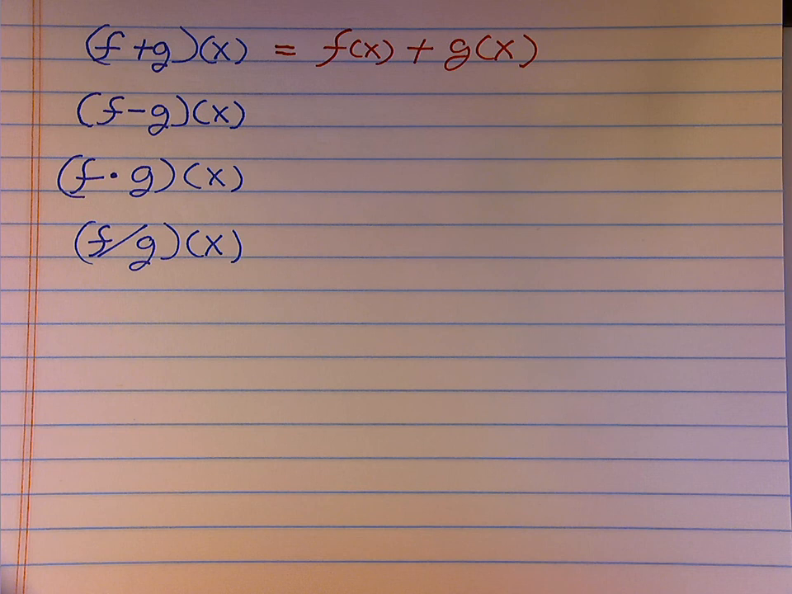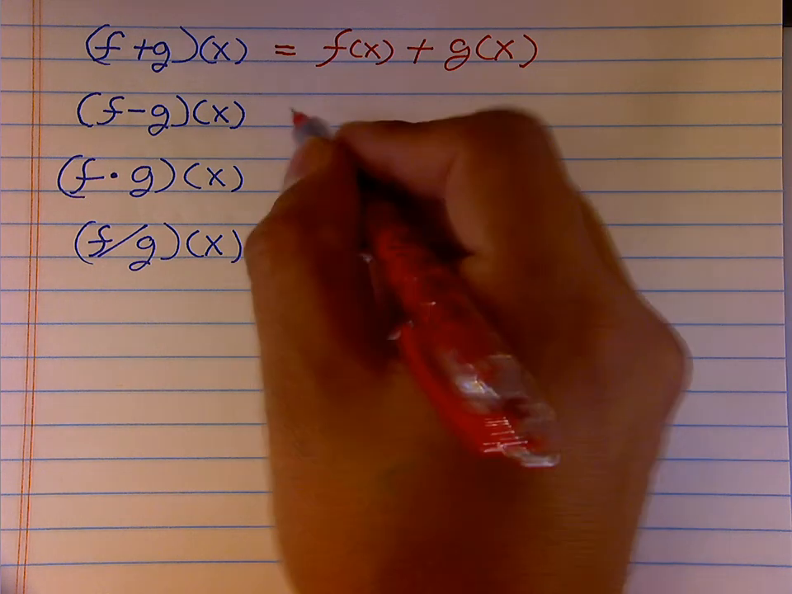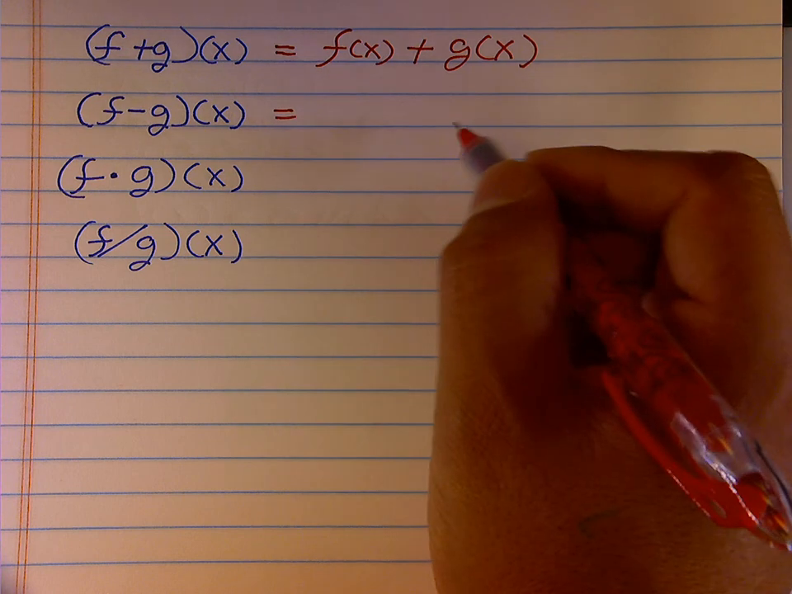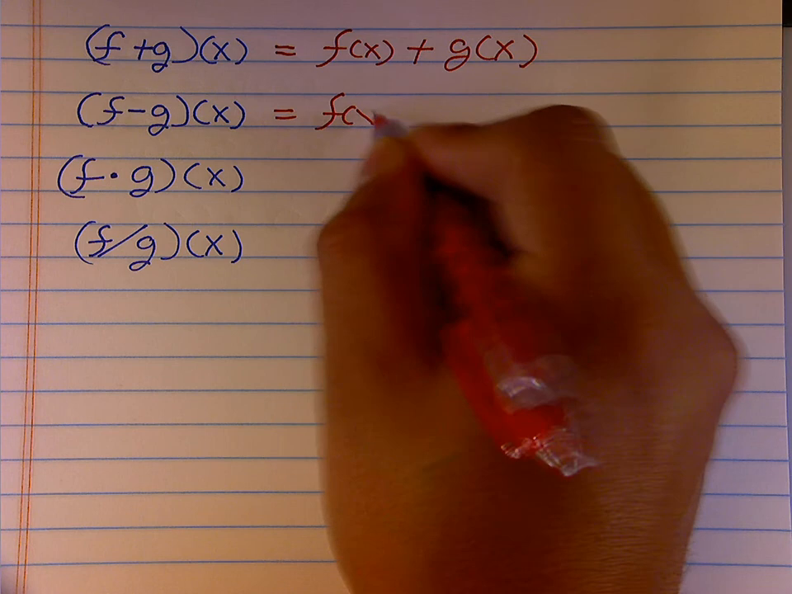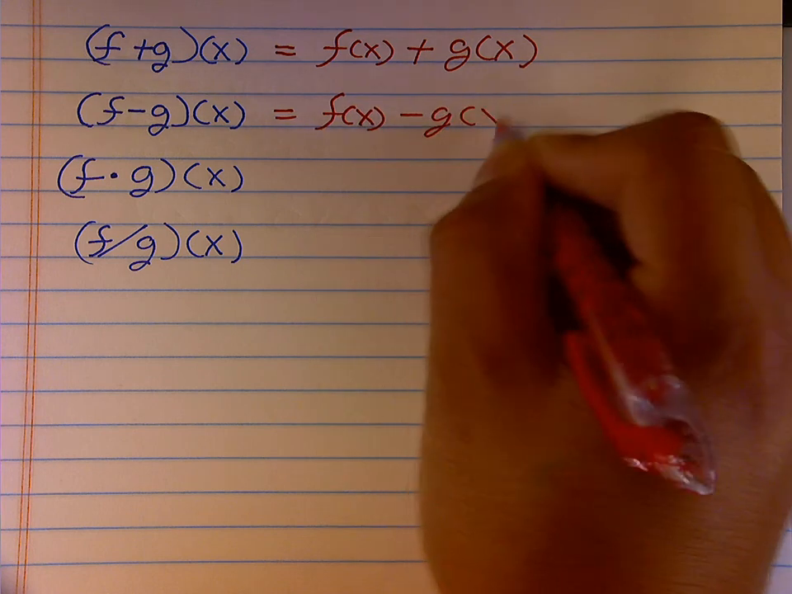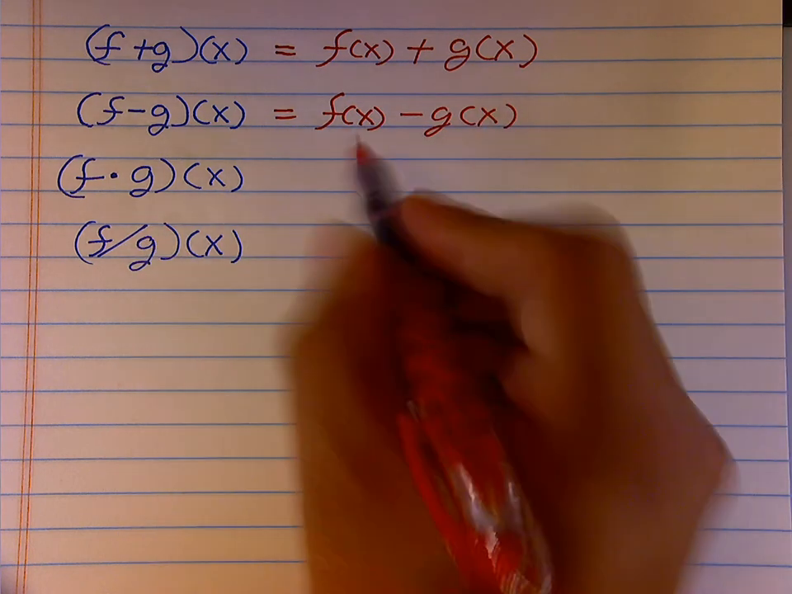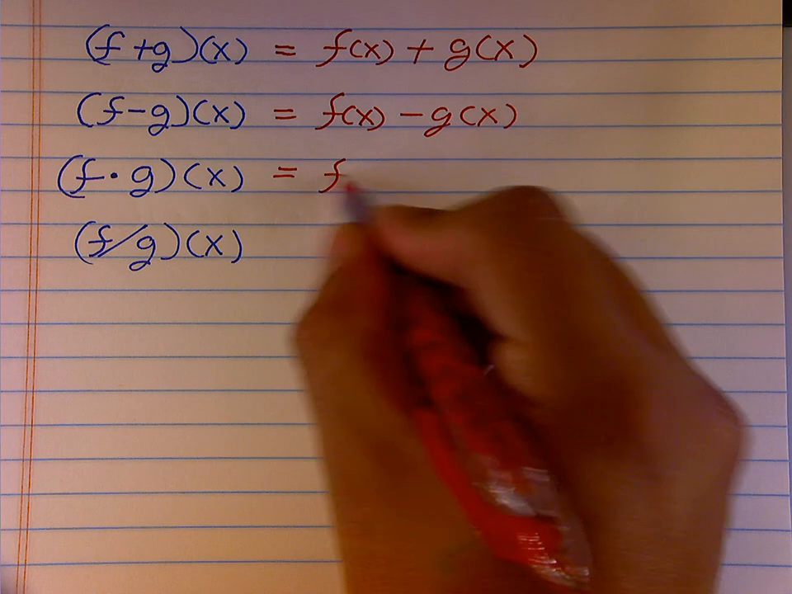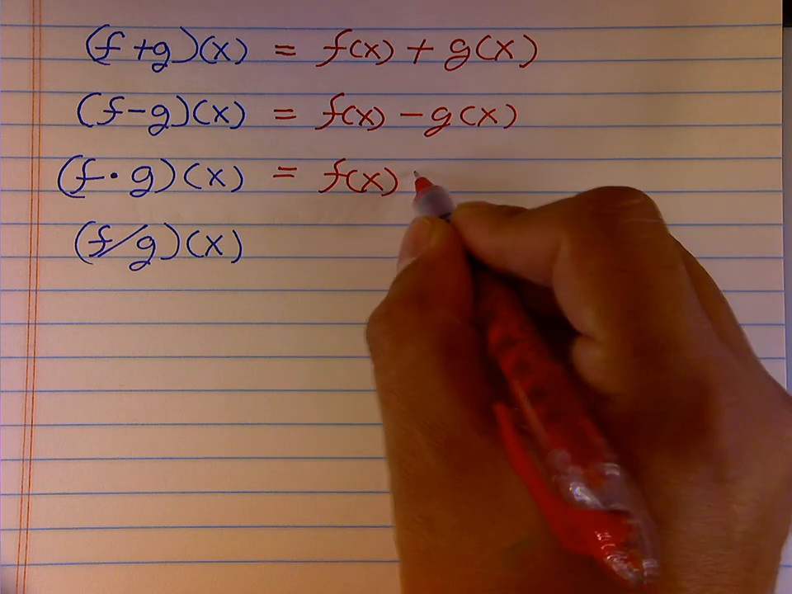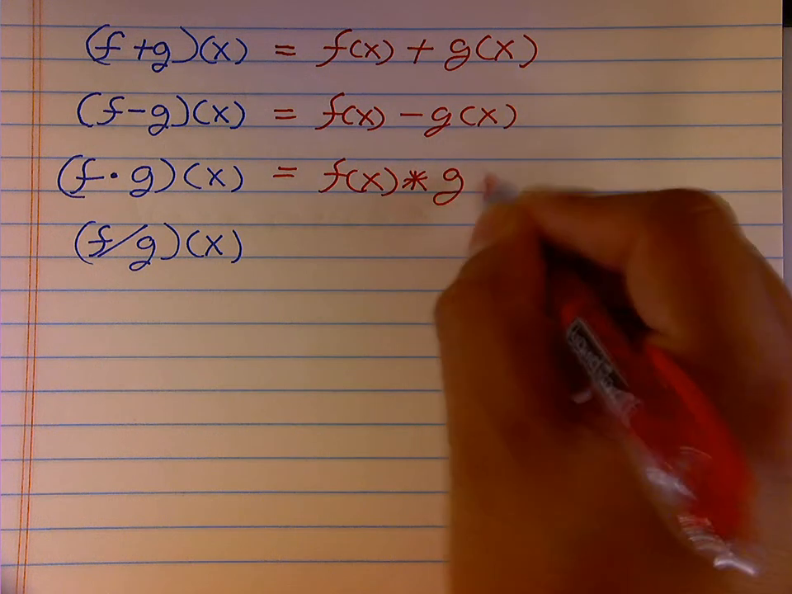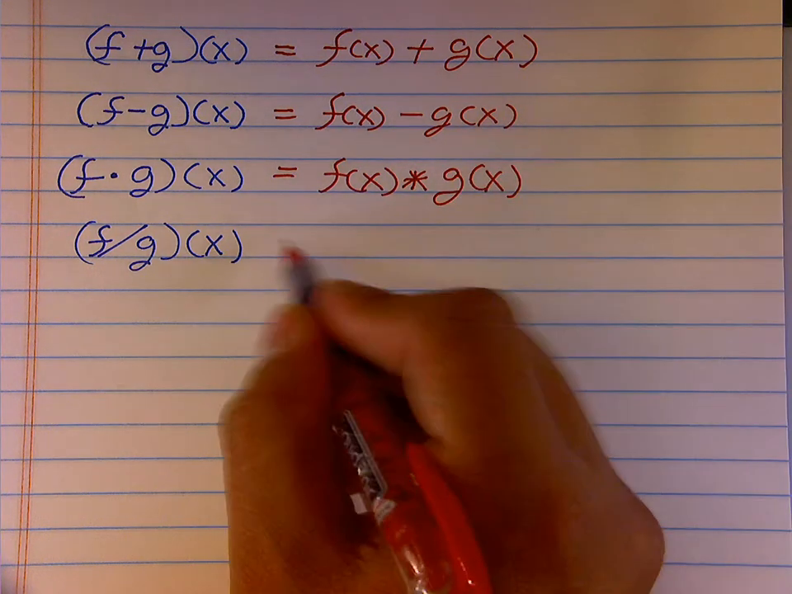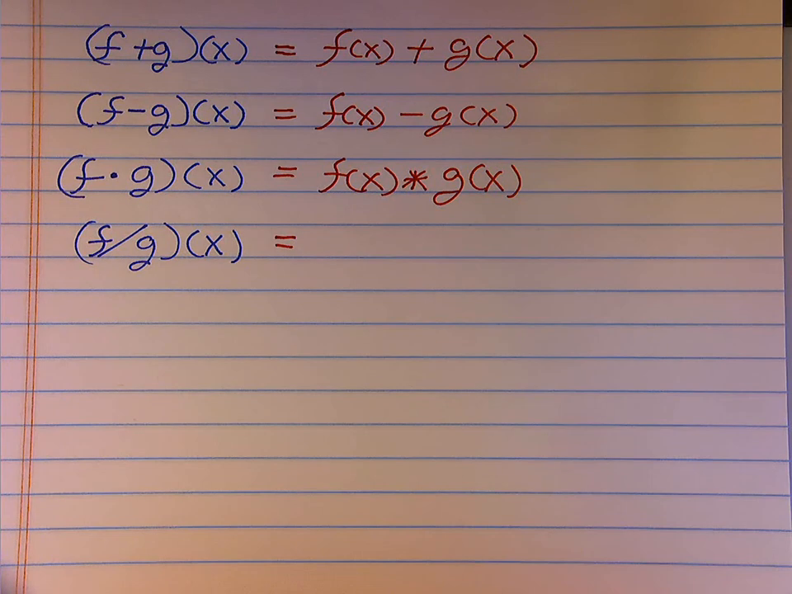Now we're just going to use this same logic for the rest of the set of symbols. This set of symbols just says subtract the two functions from each other. This set of symbols says to take the two functions and multiply. I'm going to change the symbol just so we can see it a little bit more clearly in between f and g. And this new set of symbols says to divide.